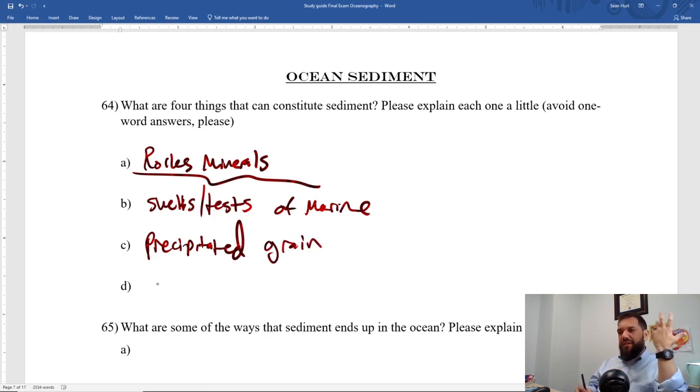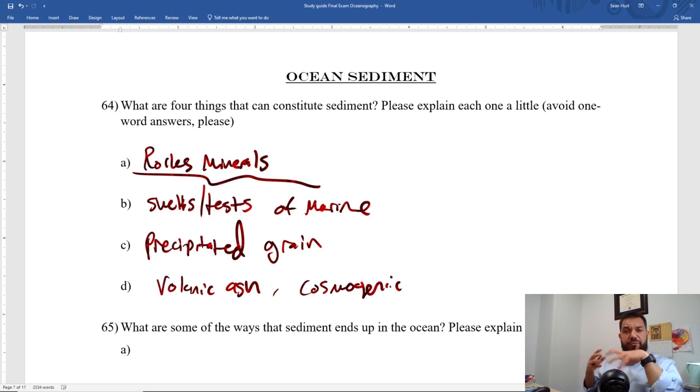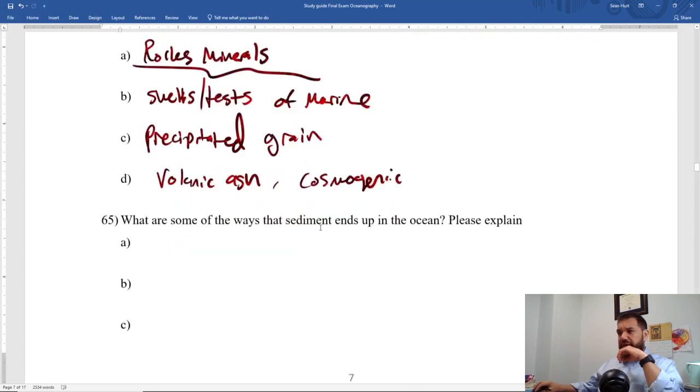You can also have things like volcanic ash. You can also have things like cosmogenic material that comes from outer space, from meteorites, etc., that blow up in Earth's atmosphere. So those are more rare things, but you can have stuff like that as well.